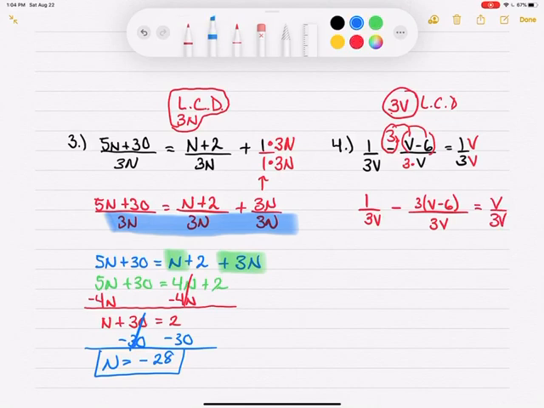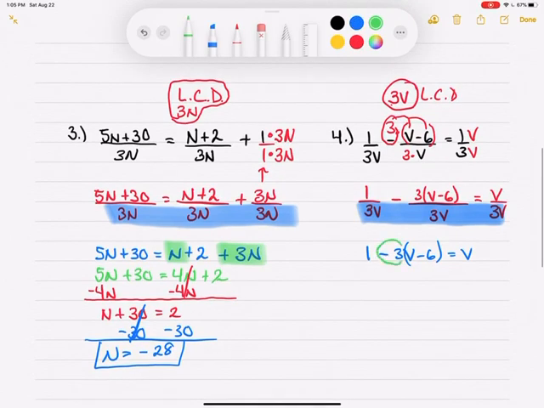Now all of my denominators are the same. And I'm going to worry about what's up top in the numerator, which is 1 minus 3 times v minus 6 equals v. I need to distribute this negative 3 to both pieces. So I have 1 minus 3v plus 18 is equal to v. I'm going to combine like terms with the 1 and the positive 18. That's going to get me 19 minus 3v equals v.